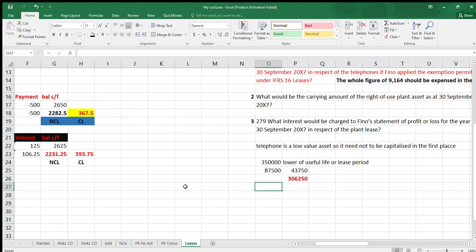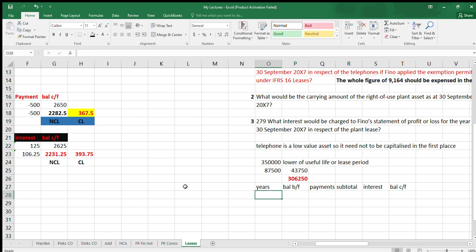So years, our balance brought forward, and the payment was made before the interest. So payment, subtotal, interest, and your balance carry forward.